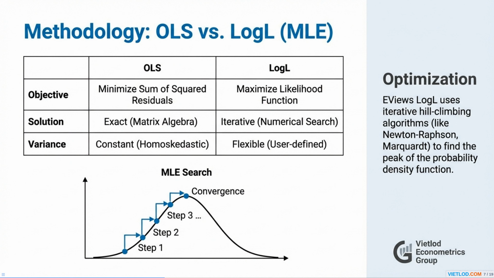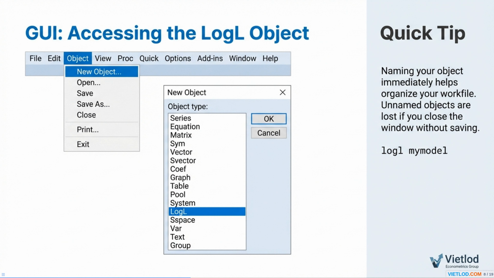Eviews LogL uses iterative hill climbing algorithms like Newton-Raphson and Marquardt to find the peak of the probability density function. The graph illustrates this MLE search process, showing how the algorithm takes iterative steps uphill on the likelihood function, like a mountain climber seeking the highest peak, until it reaches a point of convergence, which should be the maximum.